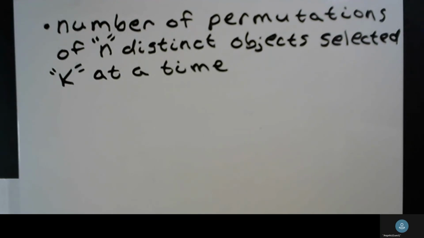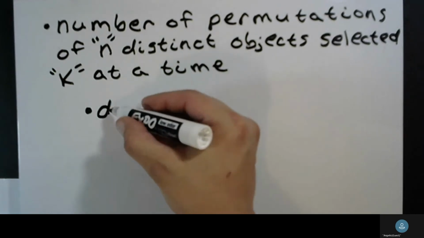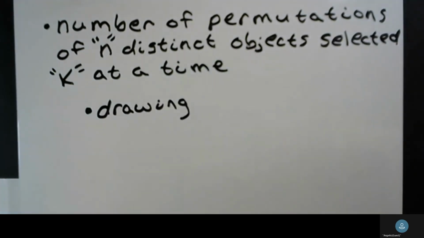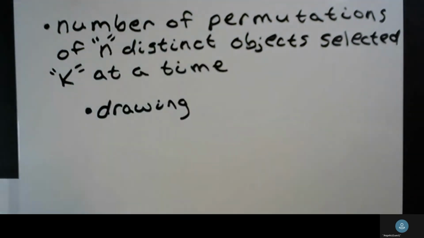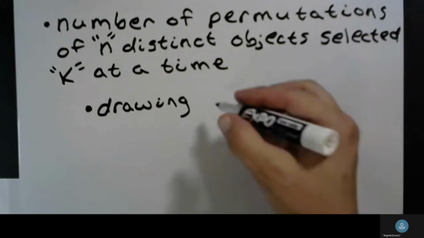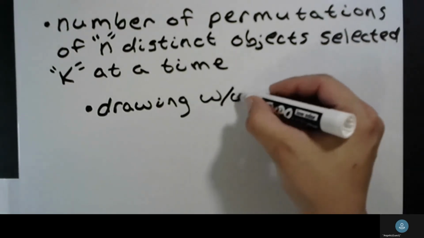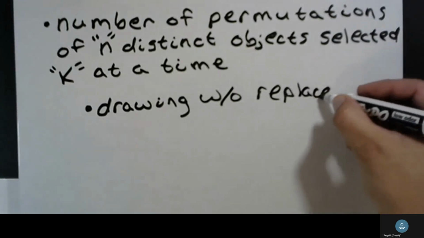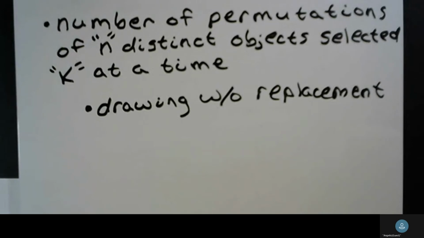So what this means, we can imagine this as drawing, like drawing a ticket, not like artistic drawing, but like we're pulling something out of a hat. We're drawing a ticket out of a hat. Drawing without replacement. So now this with and without replacement is going to become very applicable.